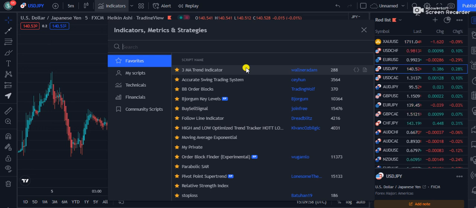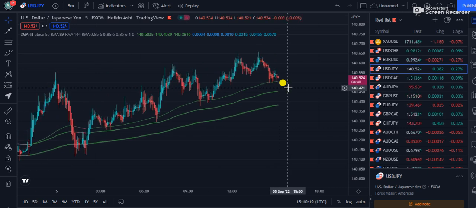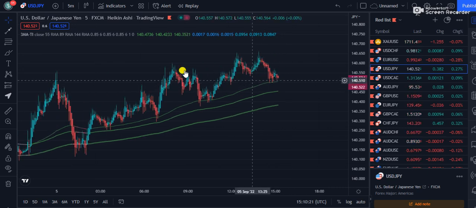So the first strategy that we are using is the 3MA trend indicator, and please note down that it is by Wall Niradam. You can see 288 traders are using this, and most of the traders have no idea about the power of this indicator. So today I'm going to talk about this indicator for the first time, right?